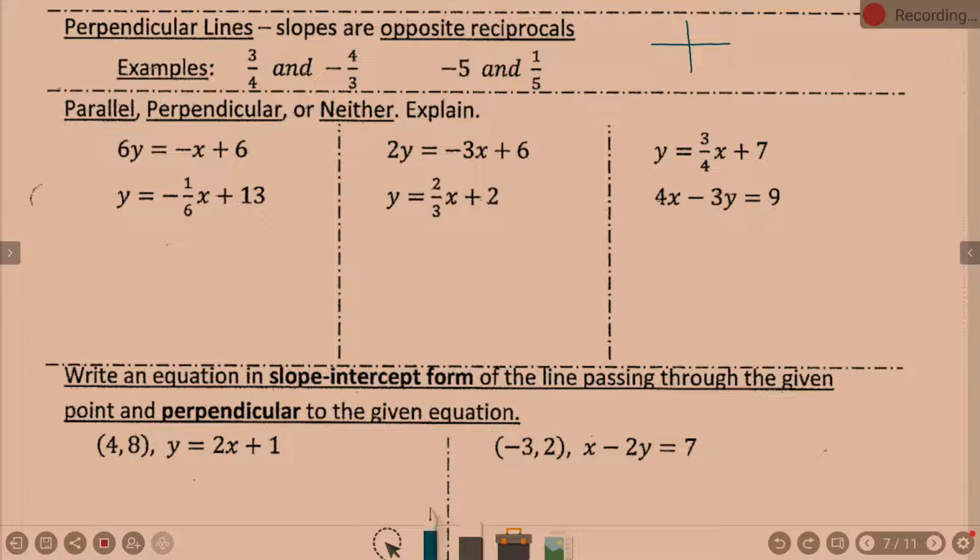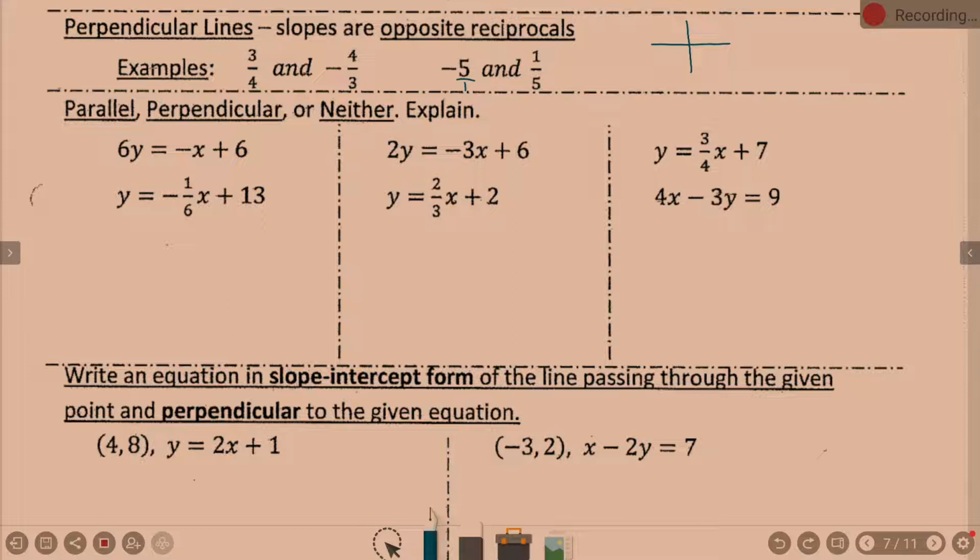So, examples of perpendicular lines. 3/4 and negative 4/3. So we have 3 over 4, 4 over 3. They're flipped, and they have a positive and a negative. Negative 5 and 1/5. Opposite: one's negative, one's positive. Reciprocal. What's the reciprocal of 1 over 5? 5 over 1. So anytime you have a whole number, remember it's over 1. So that's perpendicular.